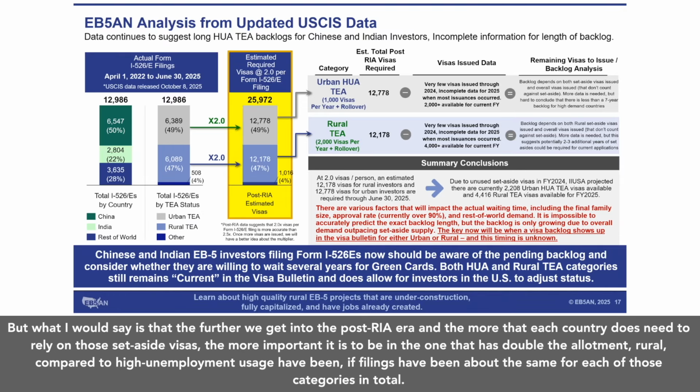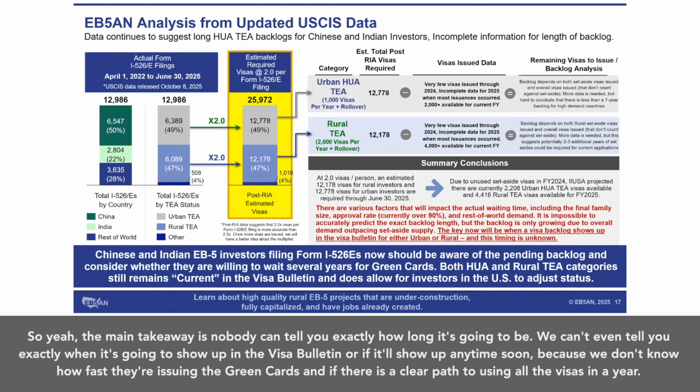But what I would say is that the further we get into the post-RIA era, and the more that each country needs to rely on those set-aside visas, the more important it is to be in the category that has double the allotment, rural compared to high unemployment, if filings have been about the same for each of those categories in total. So the main takeaway is that nobody can tell you exactly how long it's going to be. We can't even tell you exactly when it's going to show up in the visa bulletin, or if it'll show up anytime soon, because we don't know how fast they're issuing the green cards and if there is a clear path to using all the visas in a year.